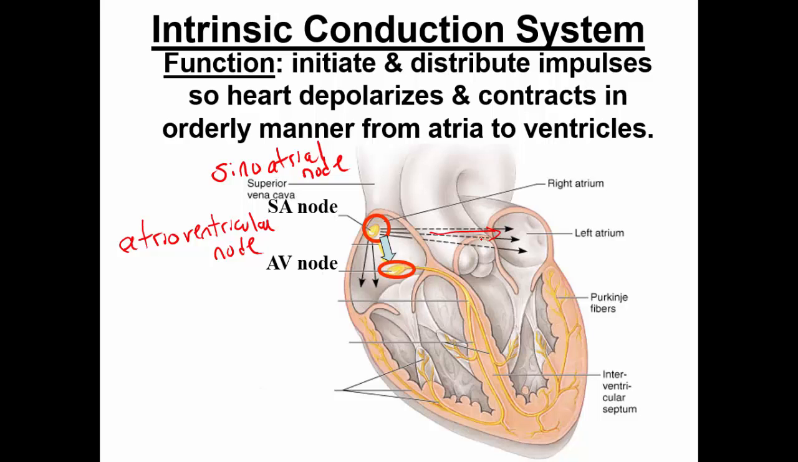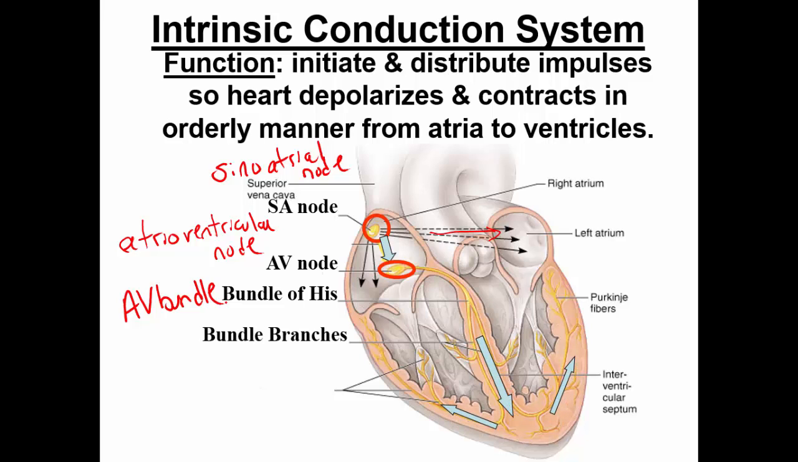When the action potential gets to the AV node, there's a slight delay before it passes on to the bundle of His. The bundle of His is named after Dr. Wilhelm His, who discovered it in the 1870s. It is also called the AV bundle. From there, it passes to the right and left bundle branches, and then up through the Purkinje fibers to the rest of the heart.